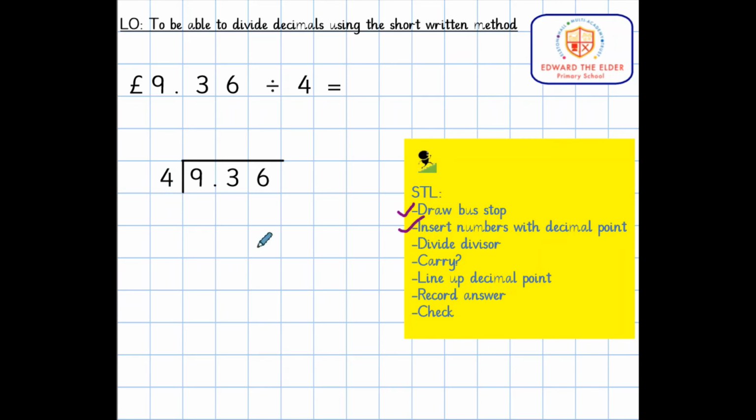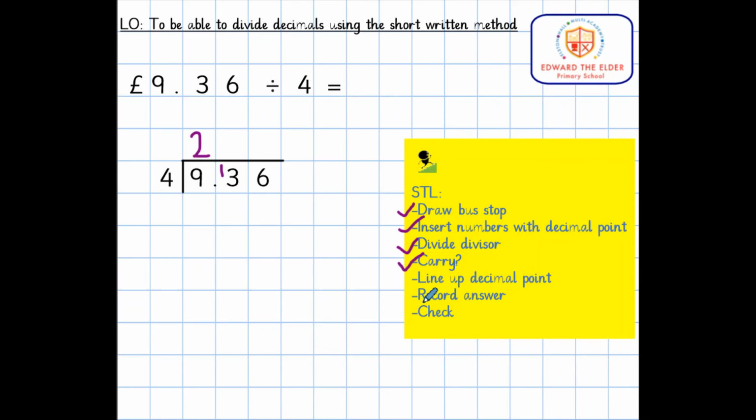We're now going to begin to divide using our divisor. So we're going to say 9 divided by 4. How many 4s go into 9? Pop that there. 2. 2 4s are 8 with 1 left over. So we're going to carry the 1 to the 3. This is the tenths column. We've had to carry because there was 1 left over.